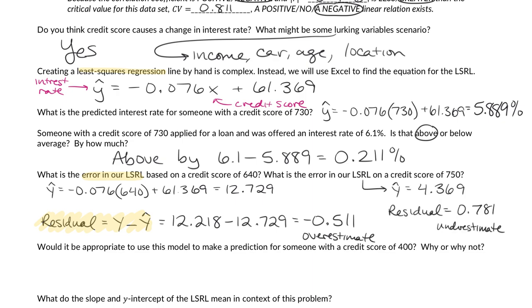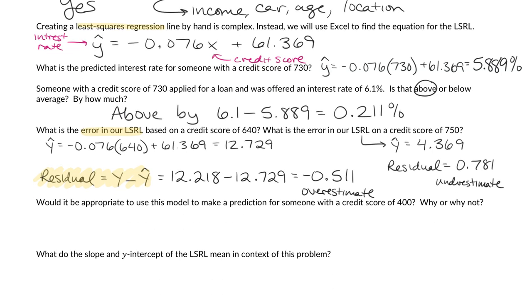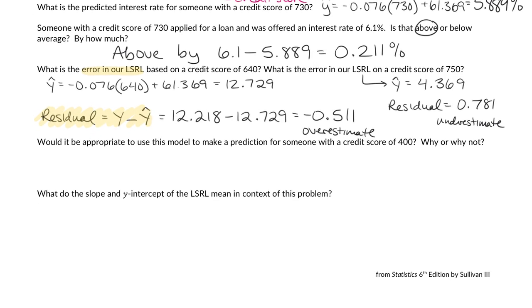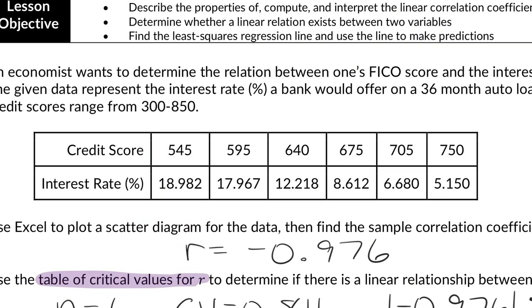Here's the next little part, and this question is very interesting because in terms of classes you've taken before, this question is very simple. It says, would it be appropriate to use this model to make a prediction for somebody with a credit score of 400? You just put it in there and you'd get a number out. However, this is a statistics class. Look back at the actual table we have. What's the lowest value we got as a credit score? What's the highest? We can only make predictions within that range. We can't make predictions that extrapolate the data below or above our actual data points.